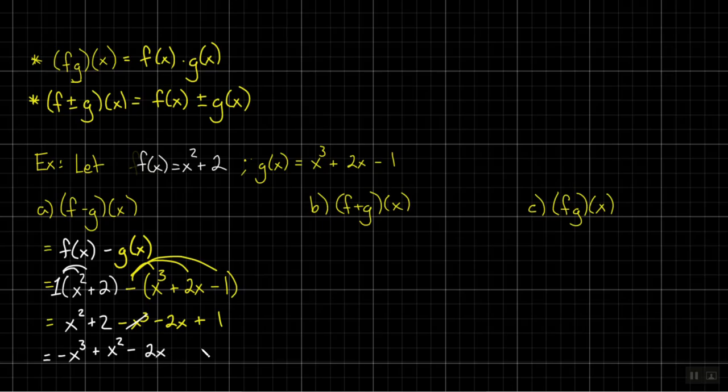Minus 2x plus 3. If you did not distribute the negative, you're going to get a lot of similar looking stuff, but you're not going to be correct. You're going to have different terms around.